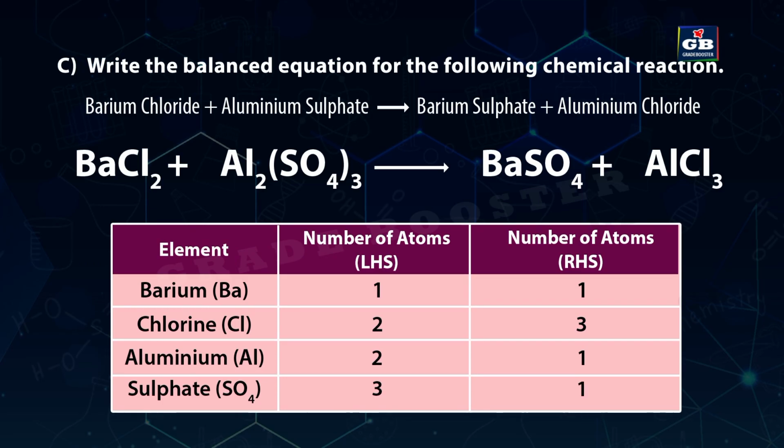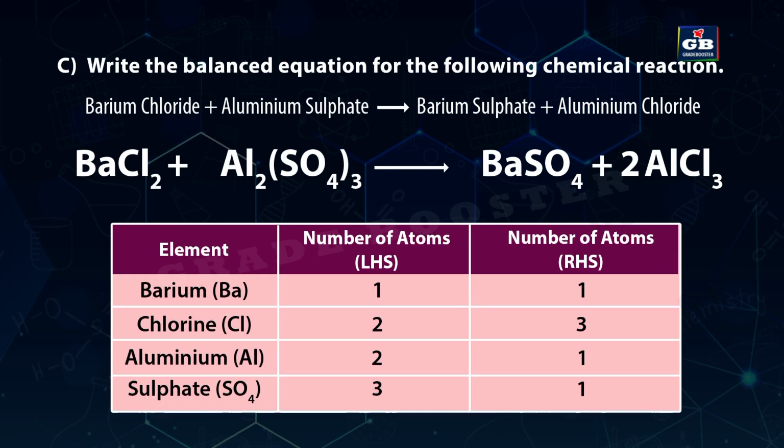Let's start balancing with the compound that contains the most atoms, that is aluminum sulfate. Here there are 2 aluminum atoms on the reactant side in Al2(SO4)3. We need 2 aluminum atoms on the product side. So we write 2 in front of AlCl3. Now aluminum is balanced on both the sides.